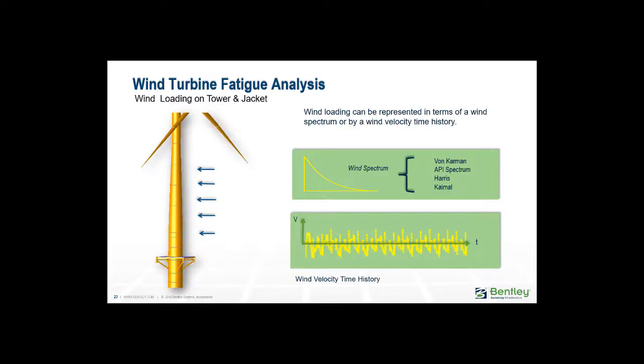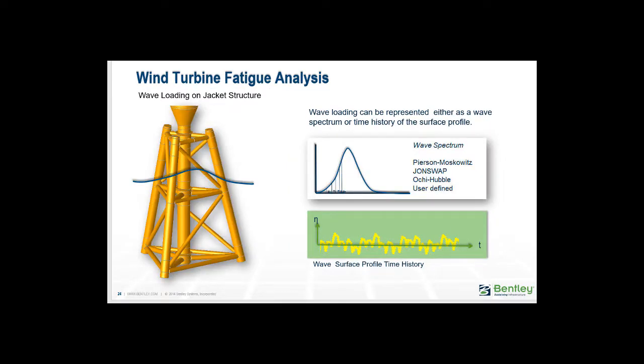In this case, the wind loading on the jacket and the tower can be generated by a wind spectrum, where we have the von Kármán, API, Harris, and Kaimal spectrum. The API and the Kaimal spectrum are height dependent, where the von Kármán and Harris are not. We can also generate the loads directly by inputting a wind velocity time history. The wave loads can be represented either via wave spectrum or a time history of the surface profile. And again, we have the various spectrum available, which includes Pierson-Moskowitz, JONSWAP, Ochi-Hubble, and the user can also define his own spectrum.